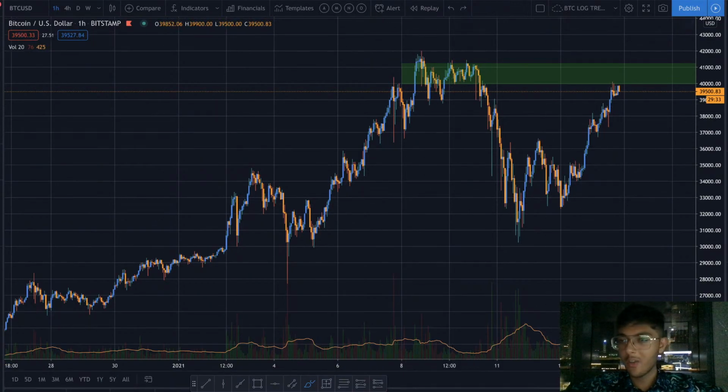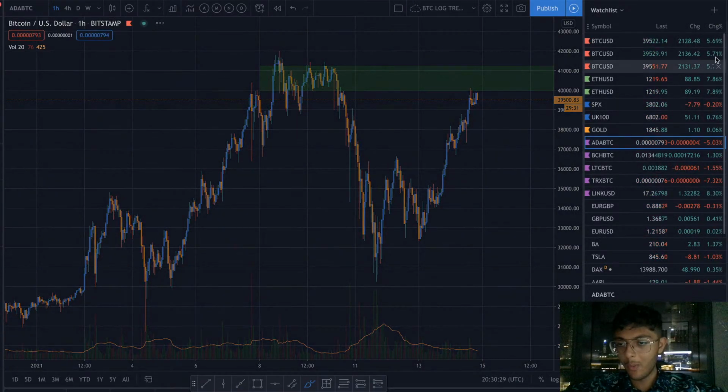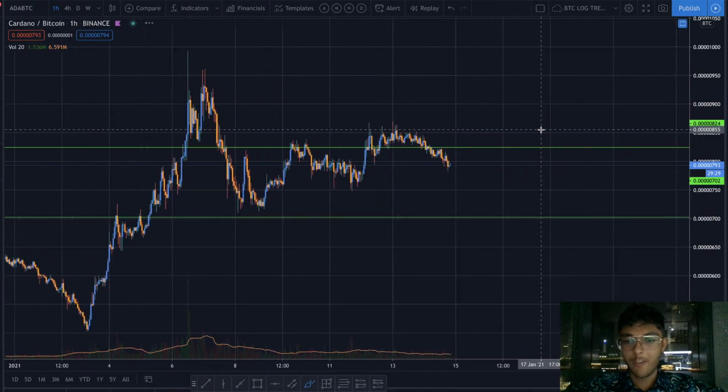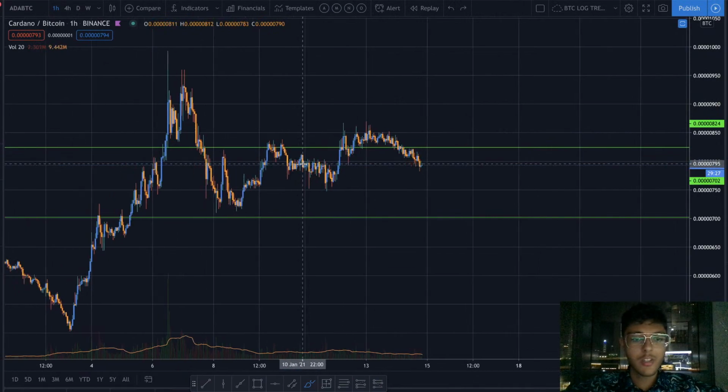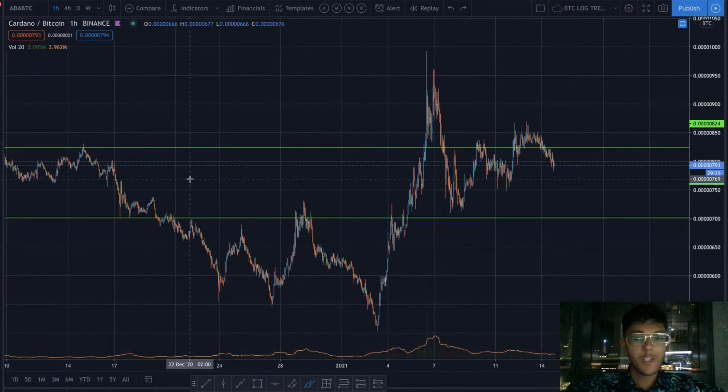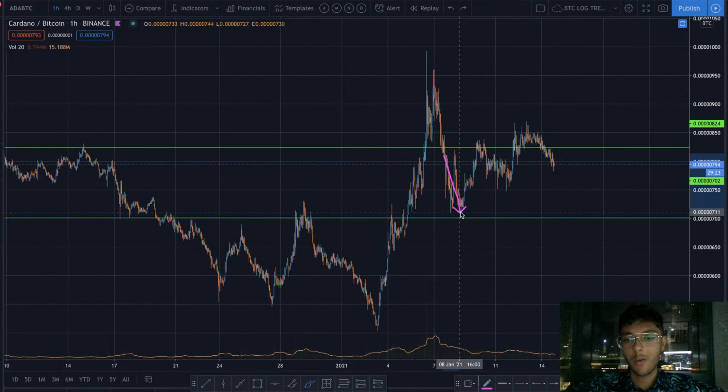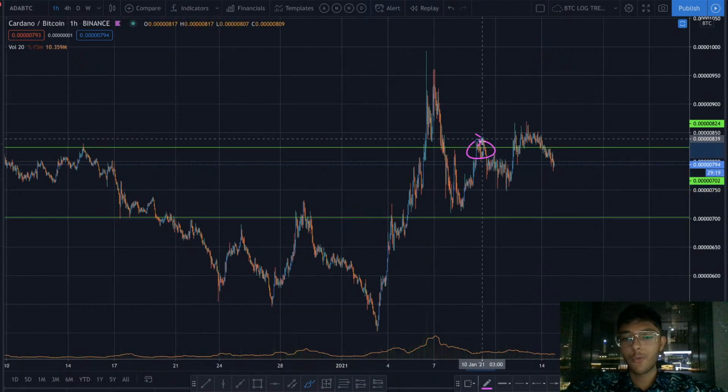ADA all the way. Let's take a look at Cardano. I haven't looked at Cardano for a while. Cardano is down by 5%, slipped back into this green range. So this is important now. The last time I spoke about this green range was when I said Cardano bounced off this area and it reached this resistance, but this is kind of where I stopped talking about it.